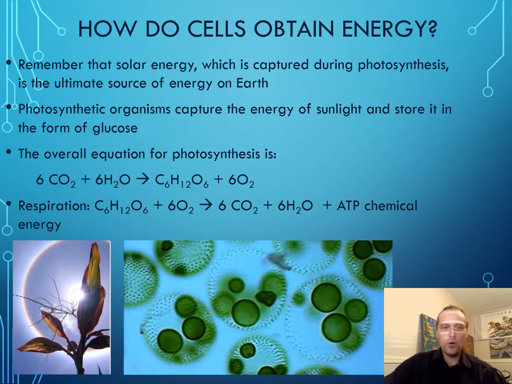Quick review of how cells obtain energy and how all living things obtain energy. So let's remember that, number one, solar energy, which is captured during photosynthesis, is the ultimate source of energy on Earth. Bullet 2, photosynthetic organisms capture the energy of sunlight and store it in the form of glucose. So the overall equation for photosynthesis is carbon dioxide and water produces glucose plus oxygen.